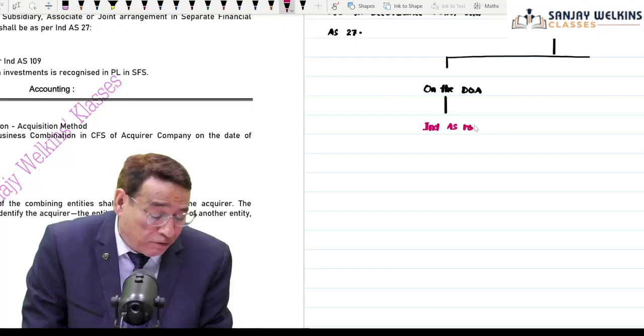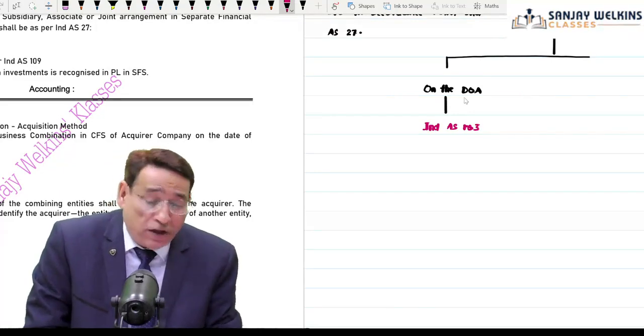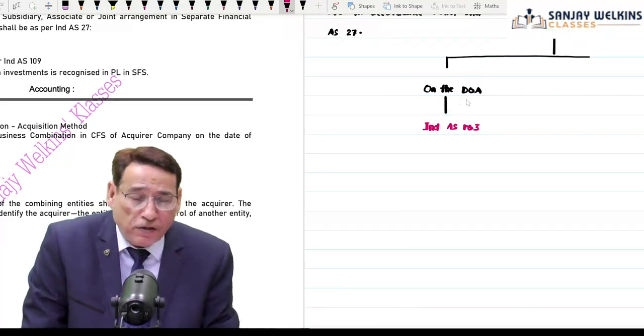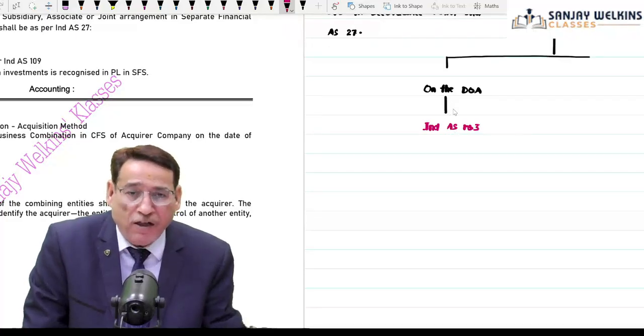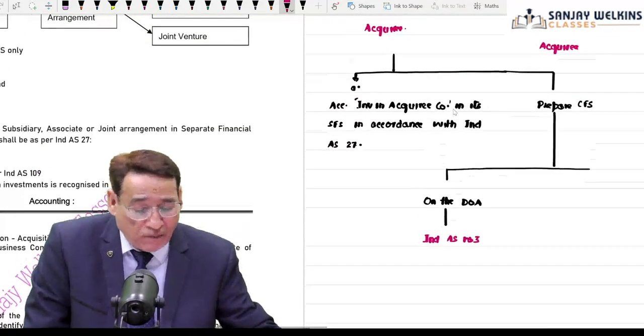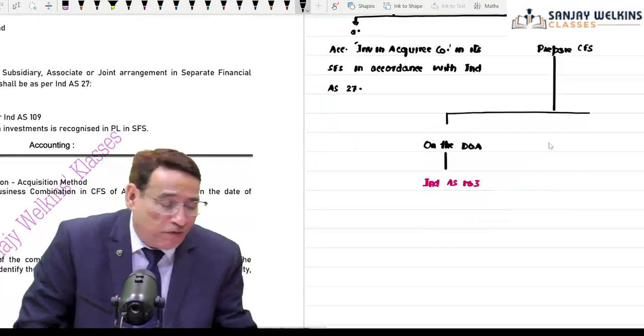I have seen that most of the students are always under confusion about when Ind AS 103 applies and when Ind AS 110 applies. So, on the date of acquisition, you are going to prepare the consolidated financial statement by applying the provisions of Ind AS 103. Is it clear to you?